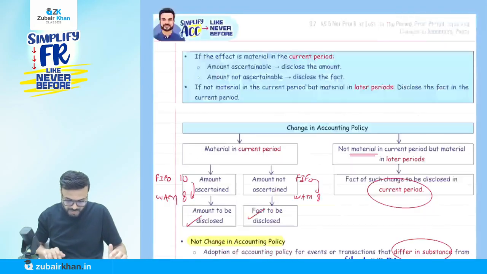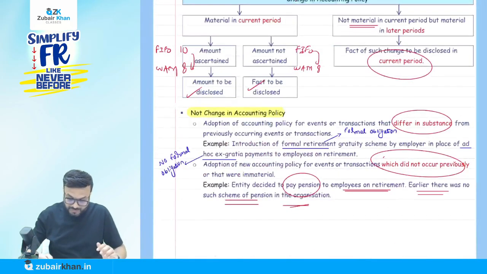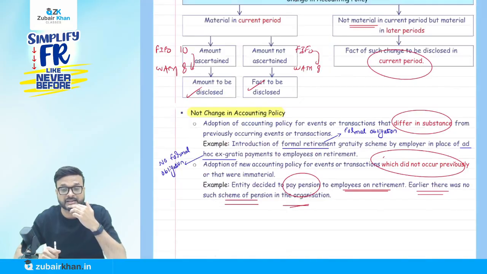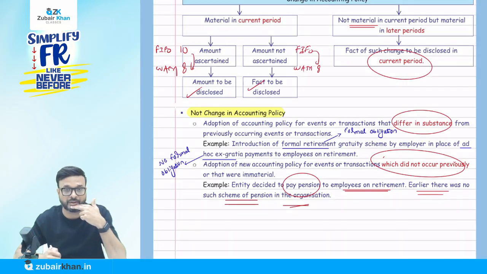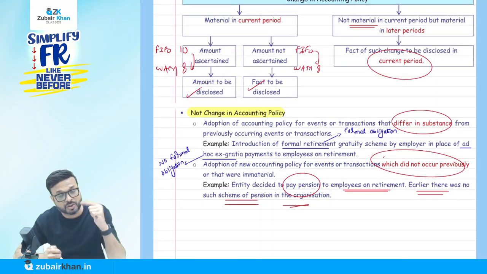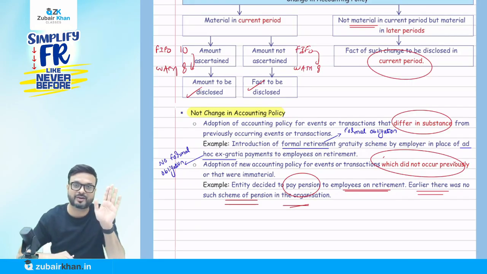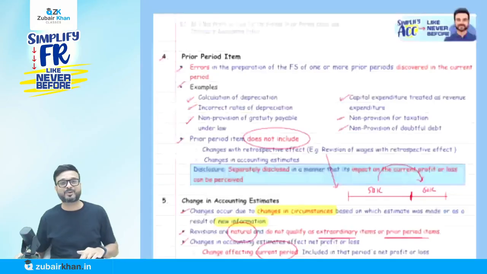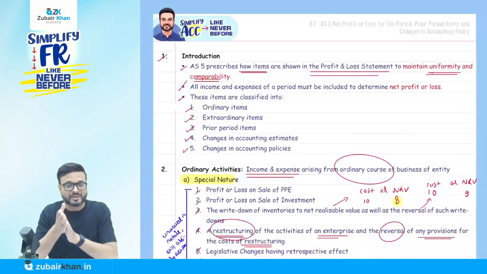We don't consider it a change in accounting policy when there is a difference in substance, as I gave you the example of ad hoc ex gratia payment of gratuity to the formal retirement. Now, what about the introduction of a new accounting policy? That is also not a change in accounting policy. This is all about Accounting Standard 5. I told you that earlier.